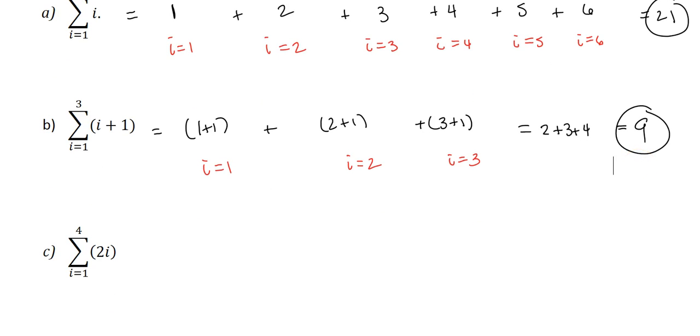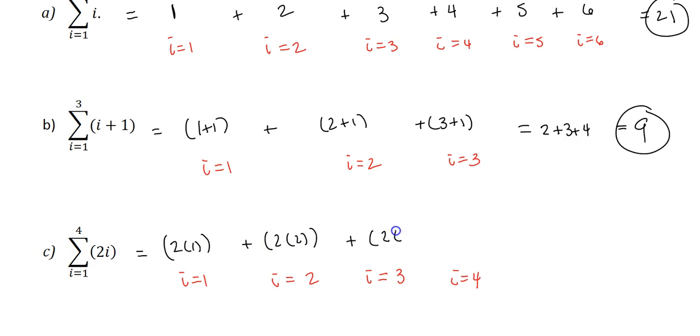And in this one, I'm looking at the first 4 terms, so from i equals 1 to i equals 4. And I'm going to have 2 times 1 plus 2 times 2 plus 2 times 3 plus 2 times 4, which is 2 plus 4 plus 6 plus 8, which is 20.